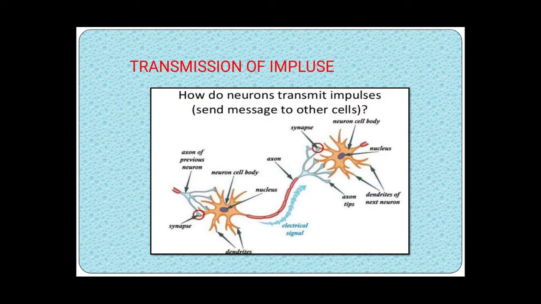Now we can see the diagram of it. Here you can see the axon of a previous neuron. Here the synapse is there. This axon of the previous neuron is in touch with the dendrites of another neuron. So from the axon of one neuron, the signal goes to the dendrites of the other neuron, and from the dendrites to the cyton, and through the axon it will get transferred to the endings of the axon. There another neuron's dendrites will accept that signal and it is again transmitted in this manner.